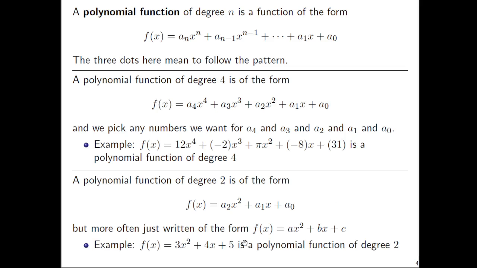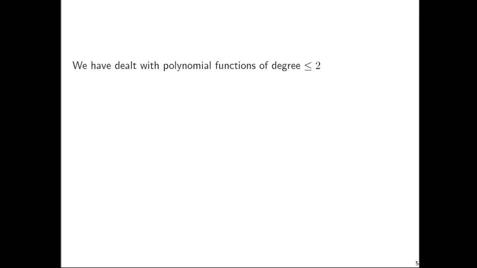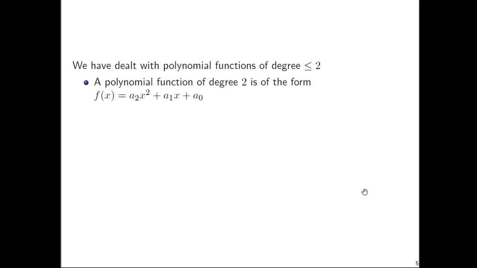Okay, so as an example, 3x squared plus 4x plus 5 is an example of a polynomial function of degree 2. So it's either a, b, c are 3, 4, and 5, or a sub 2, a sub 1, a sub 0 are 3, 4, and 5. So we've dealt with polynomial functions of degree less than or equal to 2 before. Here it is again, a polynomial function of degree 2. It's of this form, of this format, or of this shape. And this is called a quadratic function. Its graph happens to be a parabola.